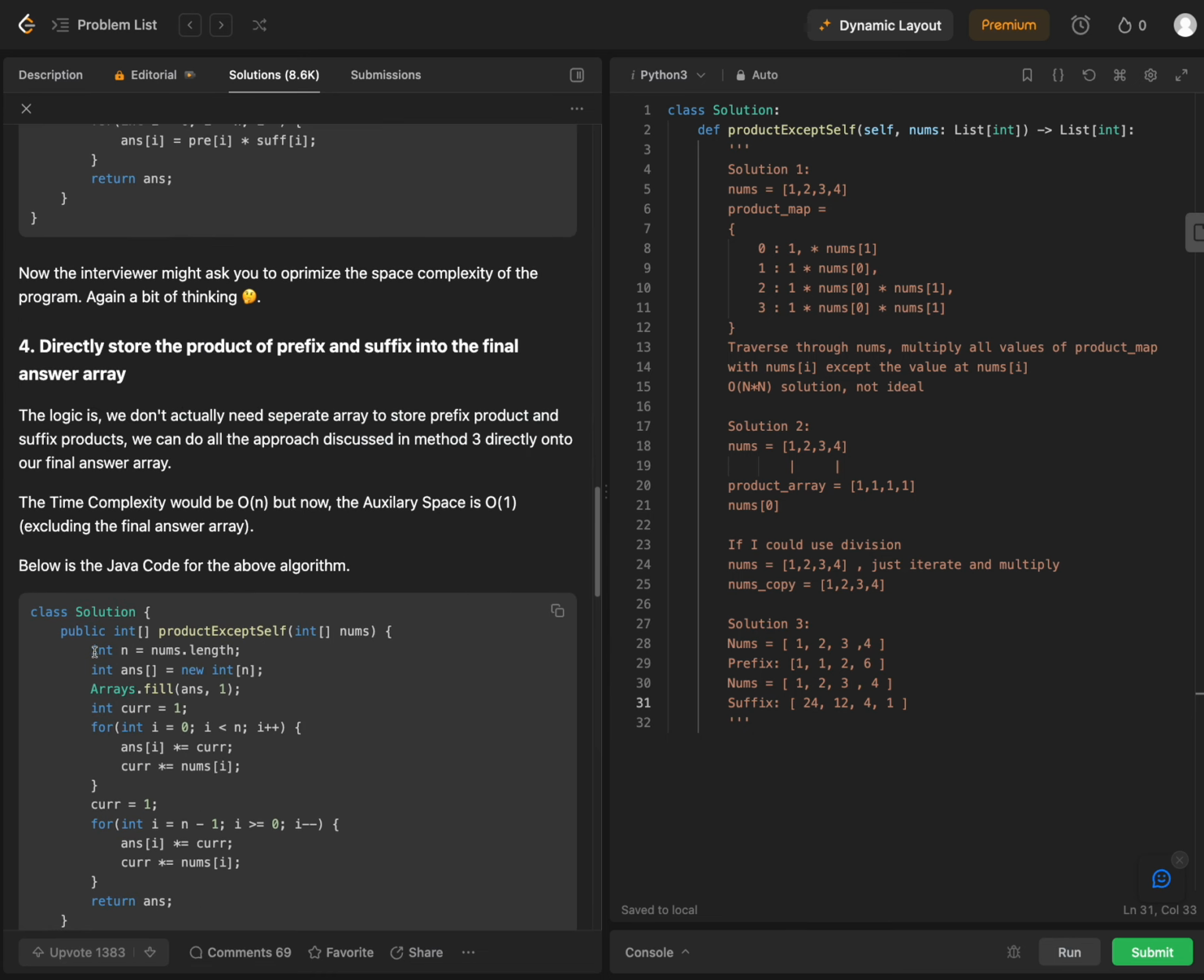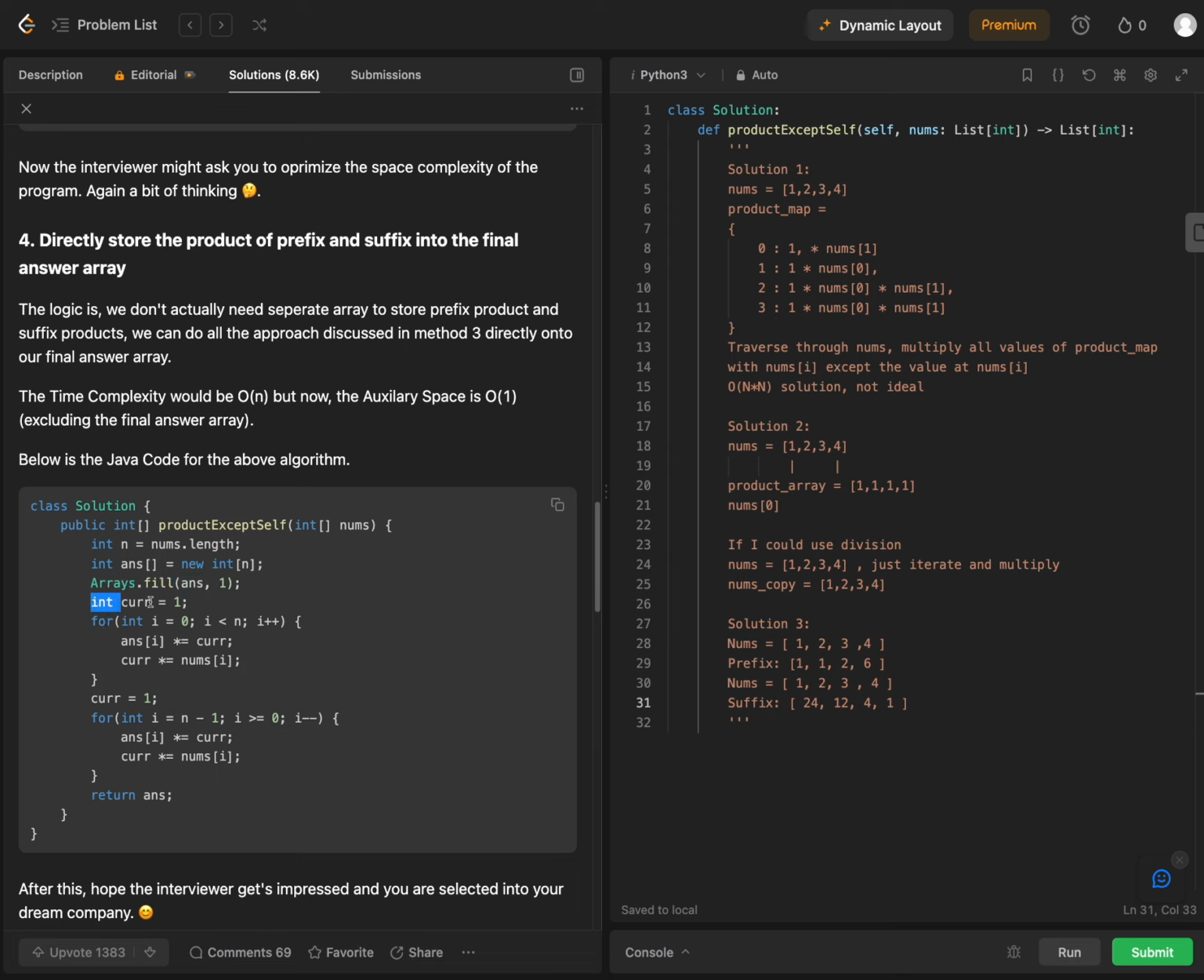So we look at this, right? We have an answer array and we fill the answer array with 1. Okay, the current is 1. And then for all elements in the array, we want to fill our answer at the index I multiplied by the current. Okay, and then the current you want to multiply it by nums I.